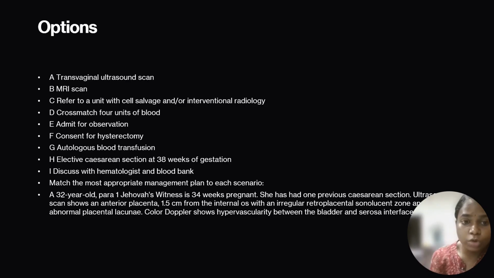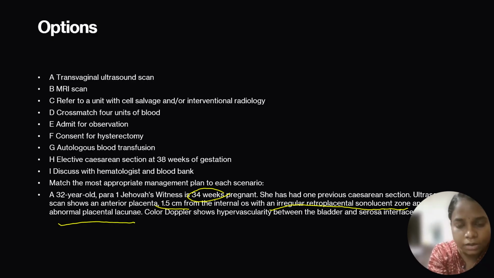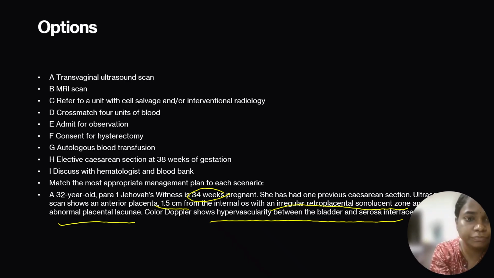Next, a 32-year-old Jehovah's Witness, 34 weeks pregnant, with 1 previous cesarean. Ultrasound shows a 1.5 centimeter low-lying placenta with an irregular retroplacental sonolucent zone and abnormal placental lacunae. That means it is accreta. Color Doppler shows hypervascularity between the bladder and serosa. So basically it is placenta accreta spectrum.